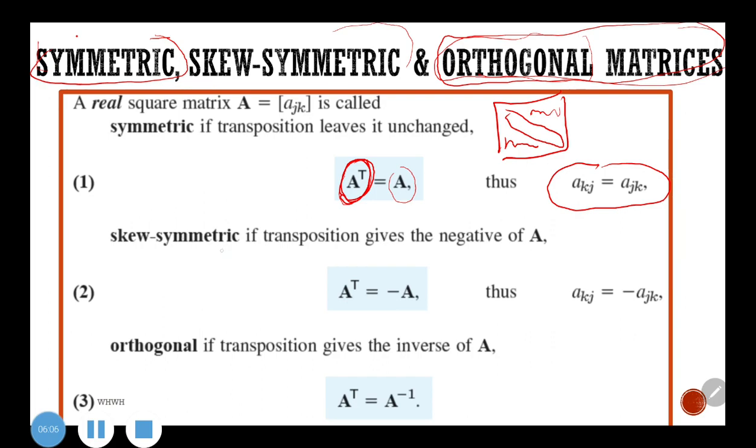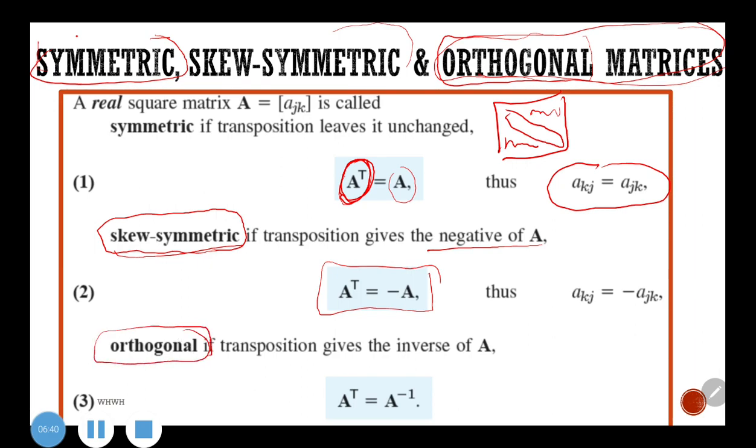And then skew symmetric. This is another one which is called skew symmetric if the transposition gives the negative of A. A transpose is equals to negative of A. Nanti kita akan check. Macam tadi, A transpose is equals to A, so that is so called symmetric. But if A transpose is equals to negative of A, then it will be skew symmetric. And then another one is orthogonal. Orthogonal if transposition gives the inverse of A. A transpose is equals to inverse of A.